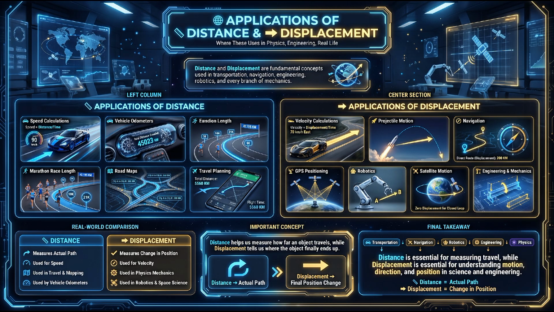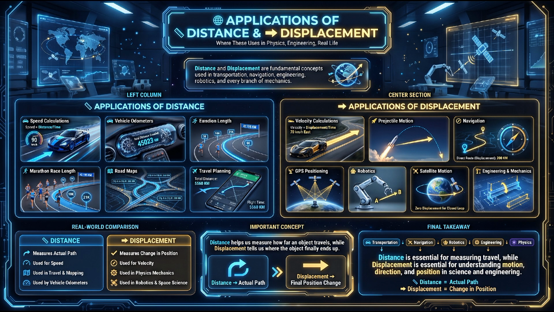or organizing sports events. Displacement is used whenever direction and the final position are important, such as calculating velocity, analyzing projectile motion, controlling robots, determining GPS positions, studying satellite motion, and solving engineering problems.